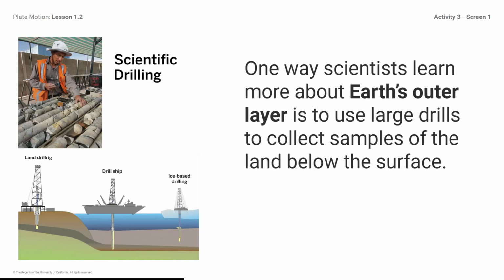Scientific drilling. One way scientists learn more about Earth's layers, or outer layer, is to use large drills to collect samples on the land below the surface. Scientists work in large teams to operate a drill that can drill many kilometers into Earth from the surface. As they drill, they take material from below the surface and bring it up to observe and analyze. The material they take is called a core sample. Scientists analyze the core samples to learn about the outer layer.